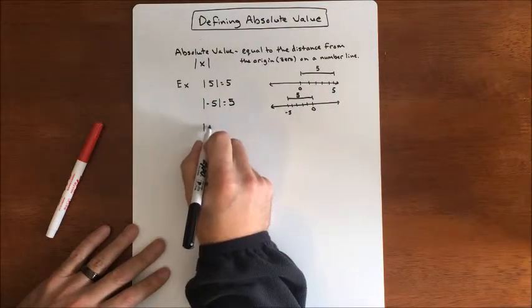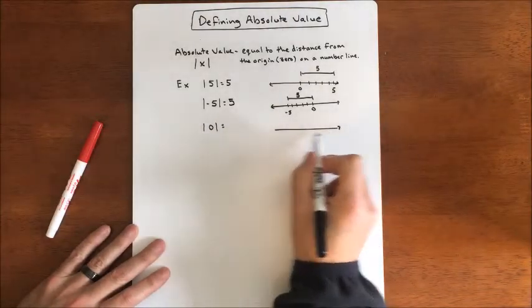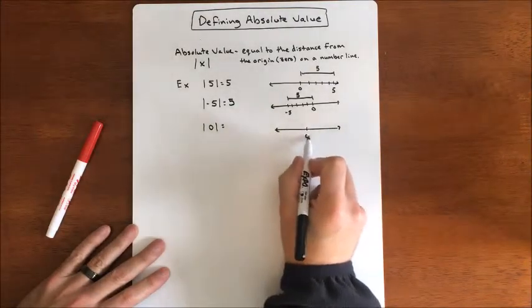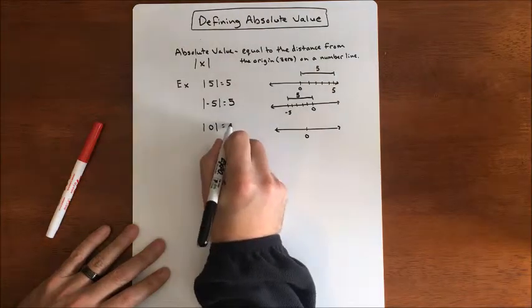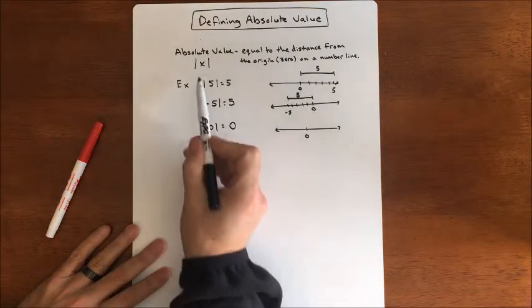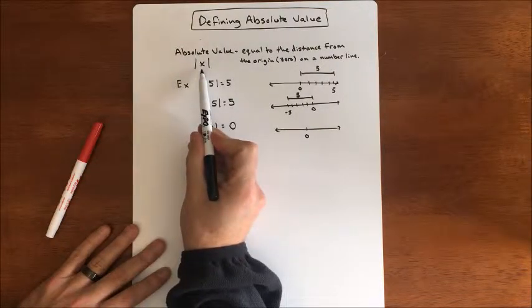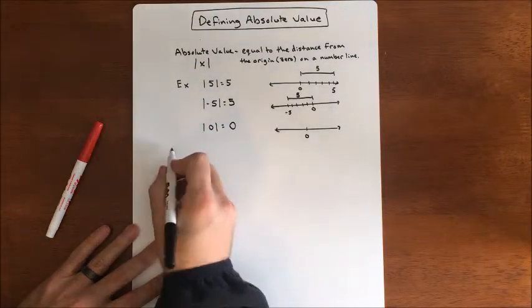So what about absolute value of 0? Well, same idea with a number line. How far away is 0 from 0? 0. So everything will become 0 or positive. That's what absolute value will do when you actually perform the absolute value. So let's work through a couple problems that deal with absolute value.